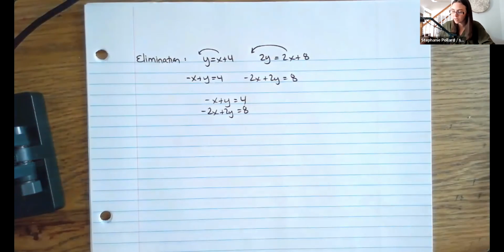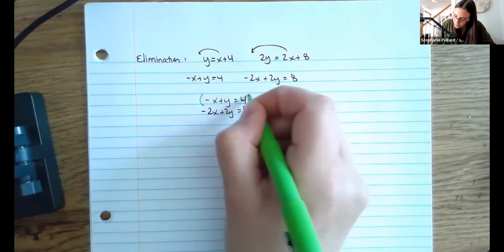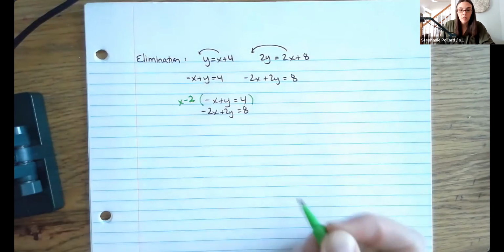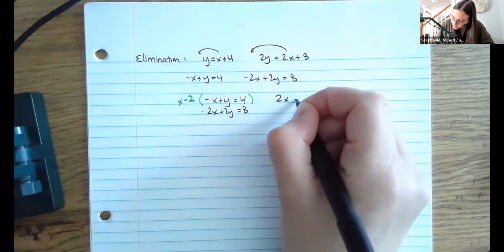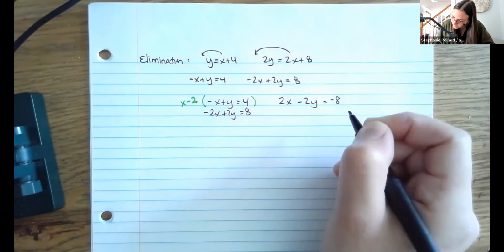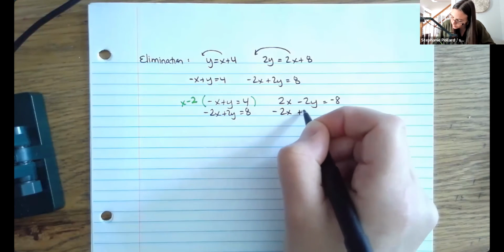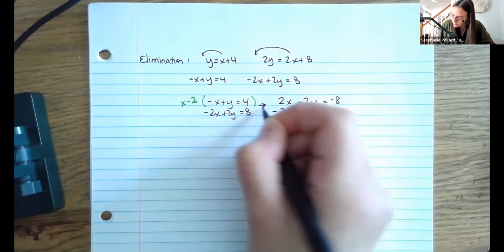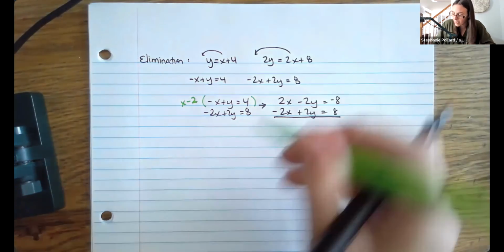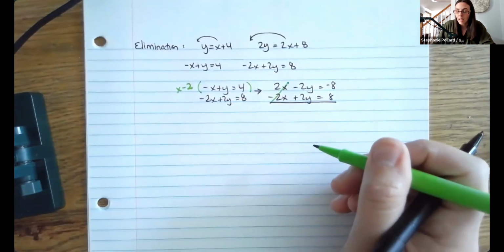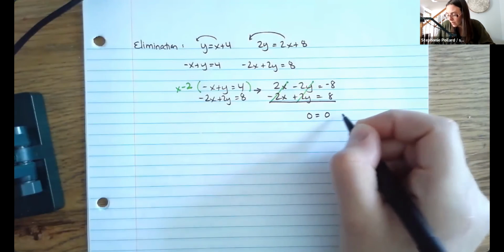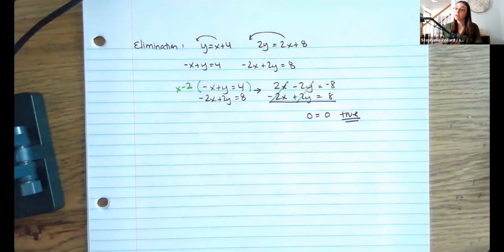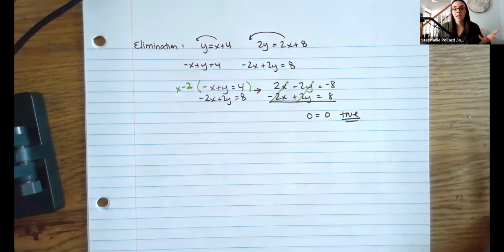I do have a little bit of work here. I think if I multiply this first one times negative 2, that will work. So I would get positive 2x minus 2y equals negative 8. Negative 2x plus 2y equals 8 would stay. So I'm just changing that over. Notice that my x's now cancel. But my y's also cancel, and I'm left with 0 equals 0. Now, this is a true statement, not false. 0 equals 0 is true. So again, you would have infinitely many solutions here.